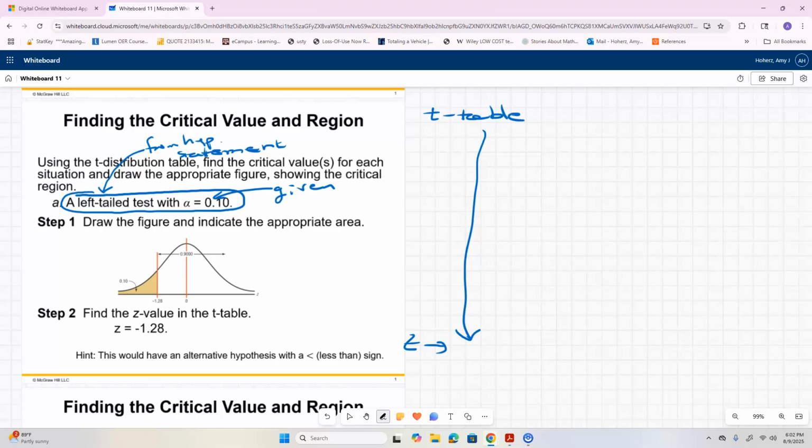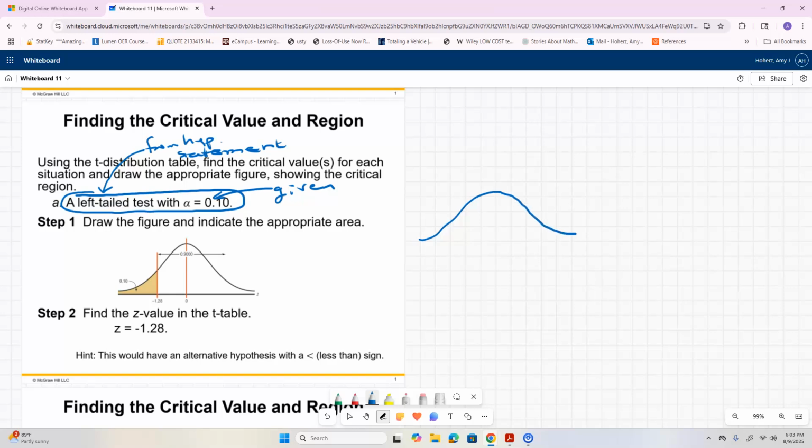Well, I always recommend when you do this second step that you draw a picture. I don't actually check it when I'm checking the test, like on an exam. I don't count it right or wrong if you don't have it, but I always highly recommend it. So what I always say is draw yourself a little normal curve. Doesn't have to be beautiful. It's not for anybody but you.